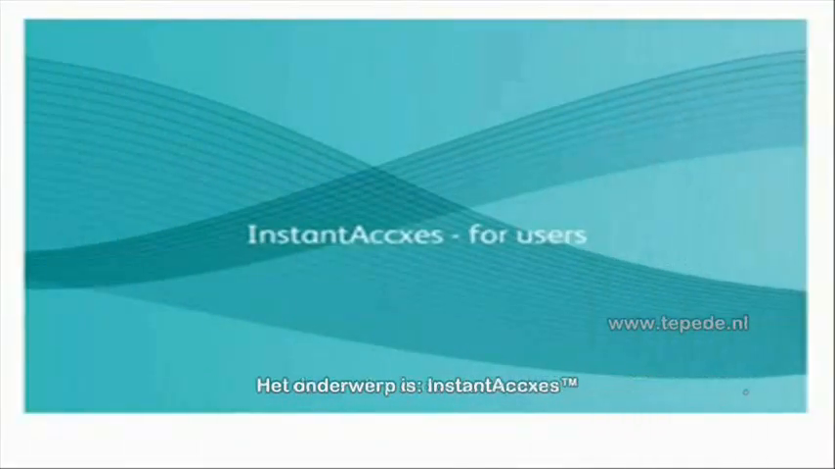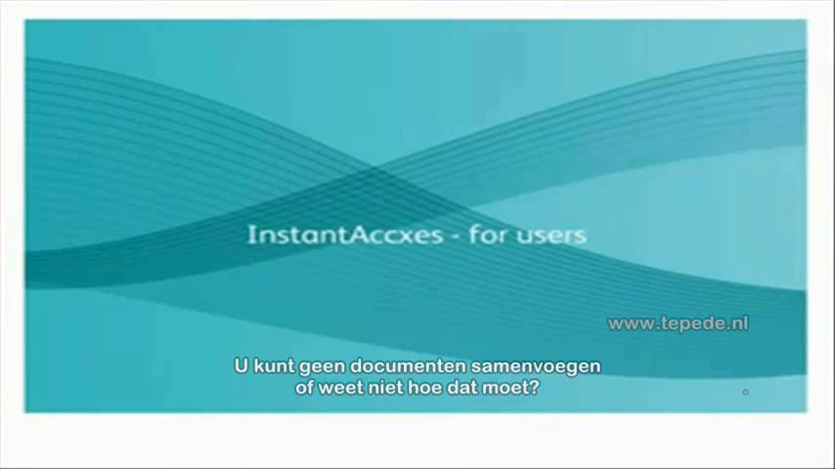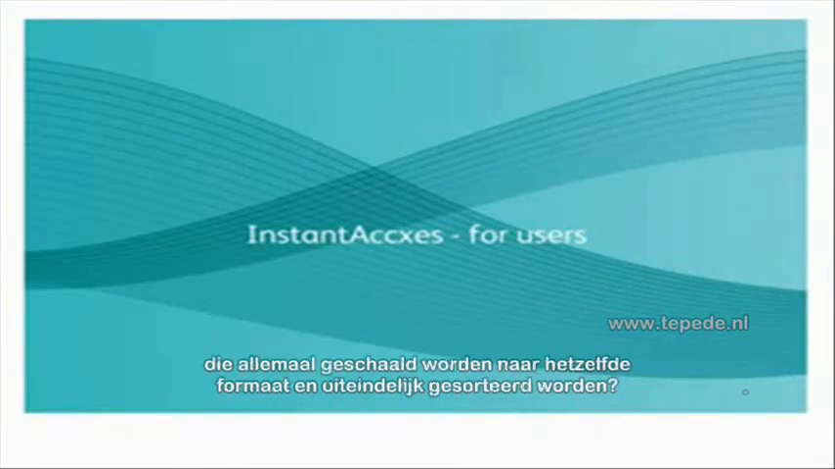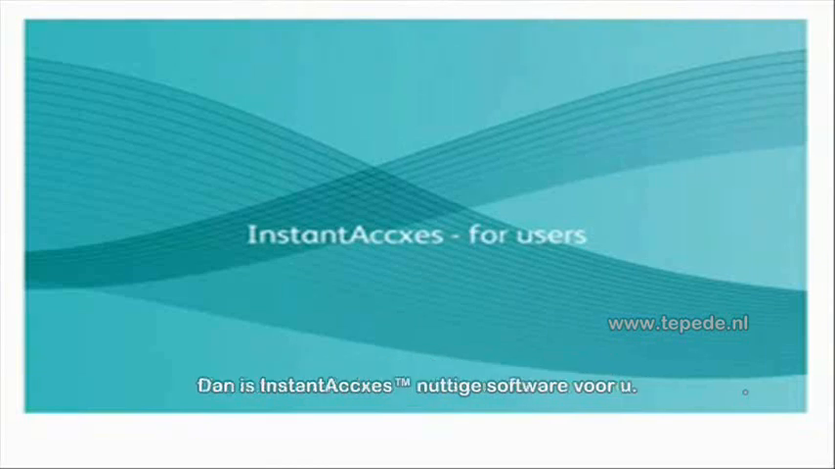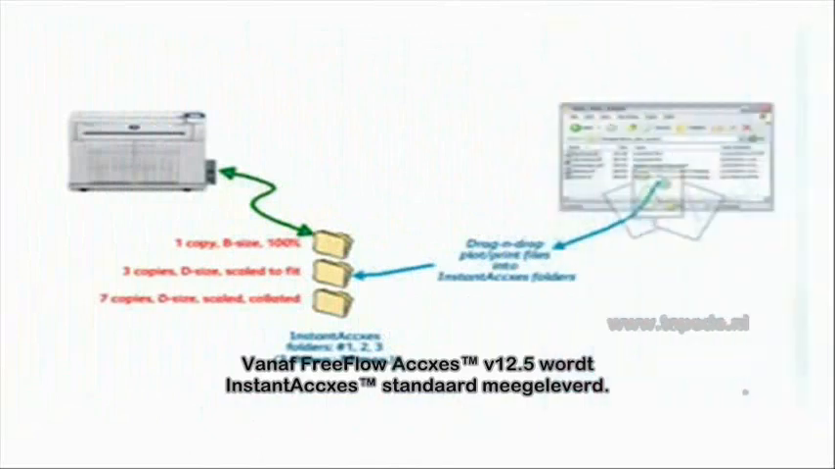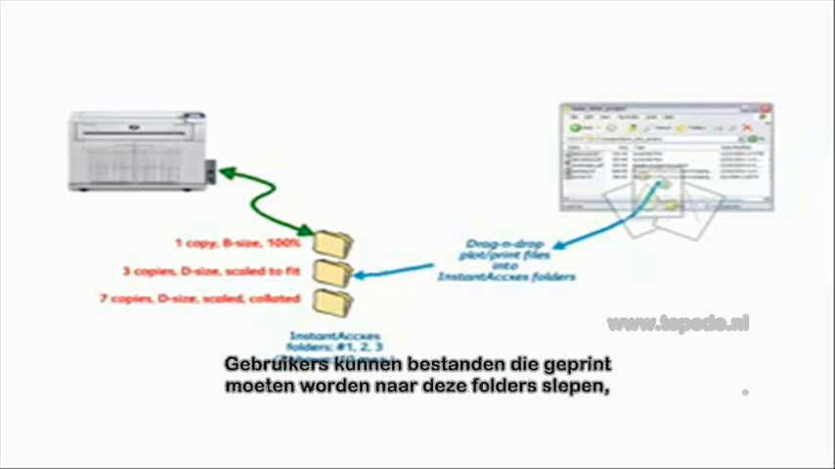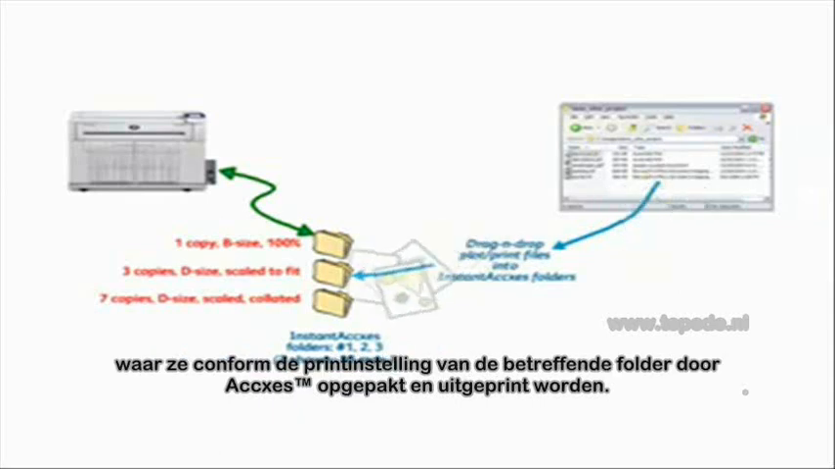Today's topic, Instant Access. Don't have or know how to use Document Submit, but you still want simple job printing, getting multiple sets scaled to the same size and collated each time? Then Instant Access should be helpful to you. FreeFlow Accxes version 12.5 introduced Instant Access, the ability to create up to 10 active folders, each having its own print setup. Users can then drop print files into these folders, and Accxes will print them according to the folder setup.